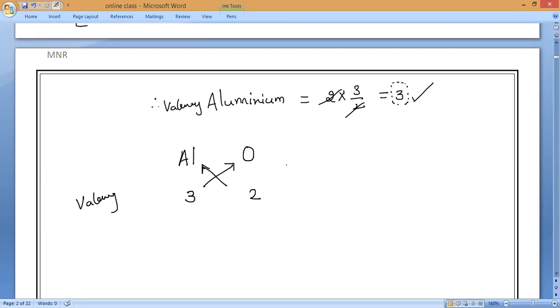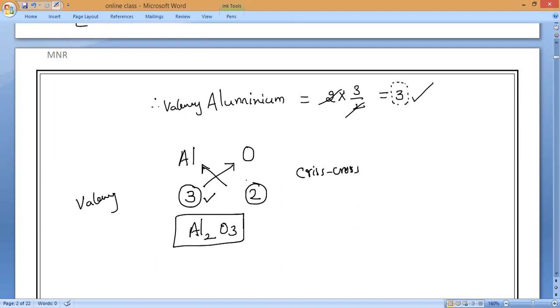What is the method called? Crisscross method. Understanding? So we will get Al2O3. Here you can see the valency of aluminum is 3 and oxygen is 2. So we can say two aluminum ions react with how many oxygen atoms? Everybody? 3 oxygen atoms. That is what you have to remember.